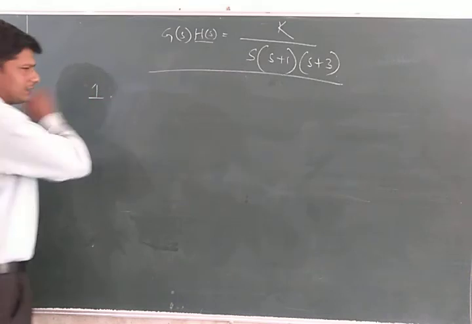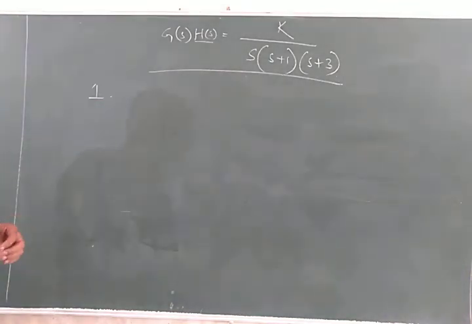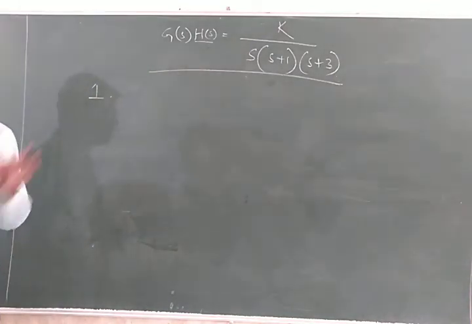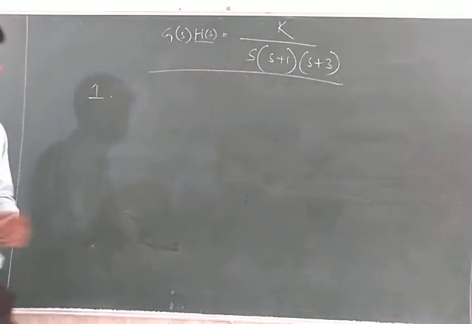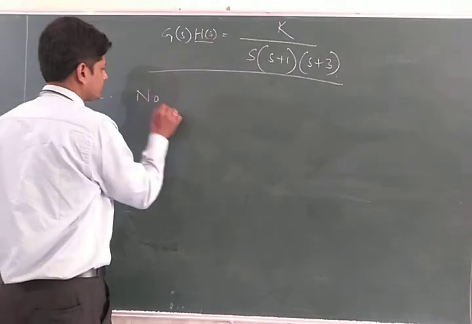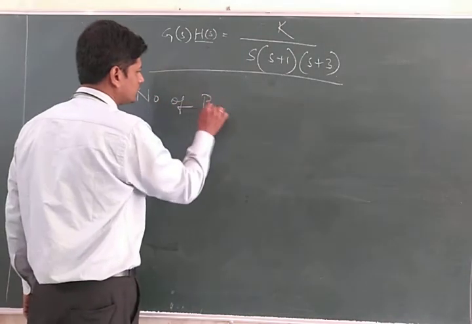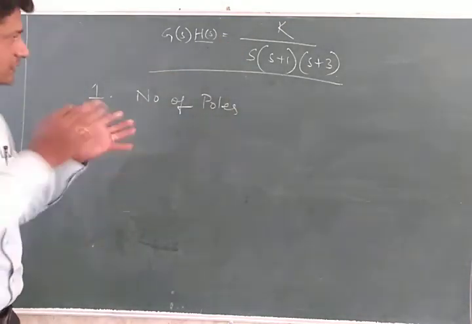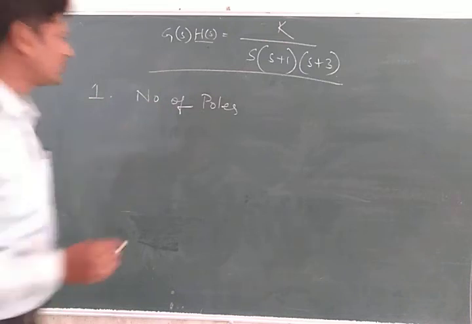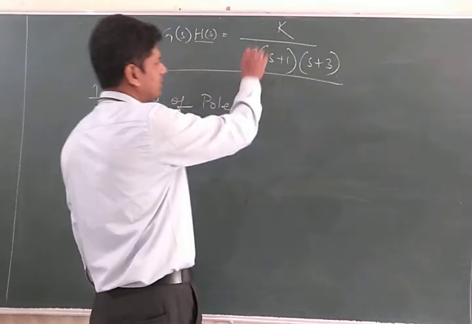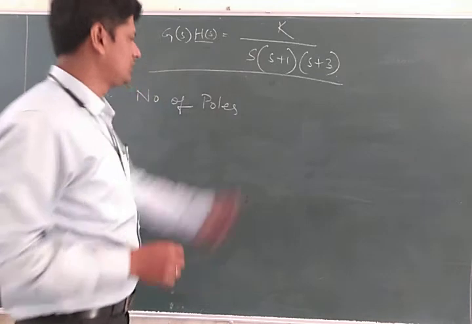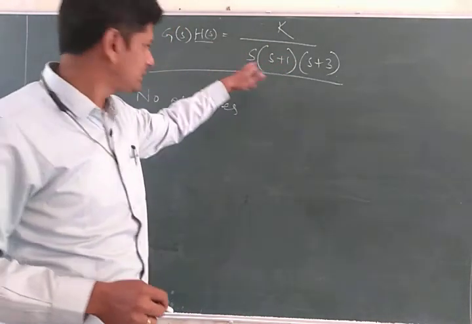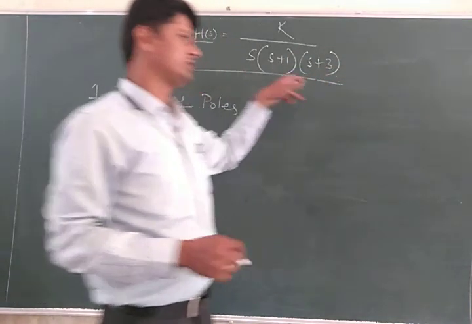The first step is about the number of poles of the open loop transfer function, not of the characteristic equation, but of this open loop transfer function. So what are the poles? The poles are the values of s for which the denominator part of this equation becomes 0.